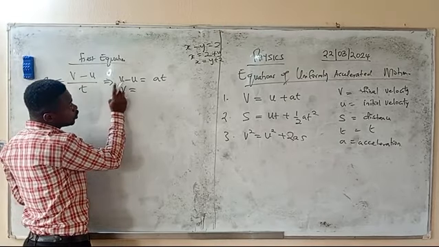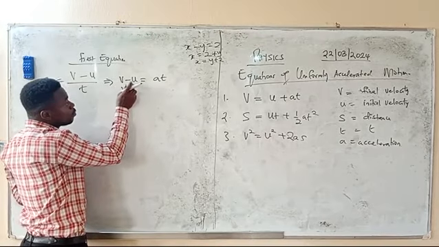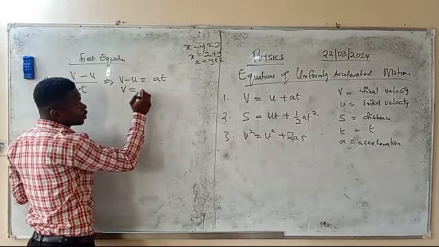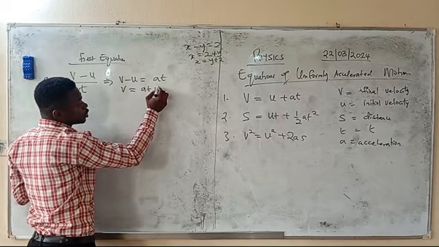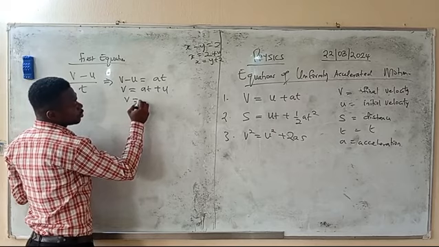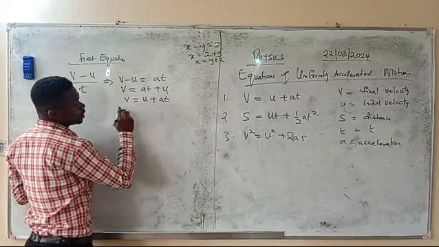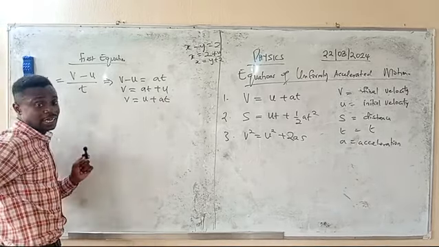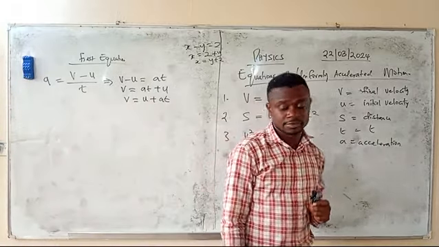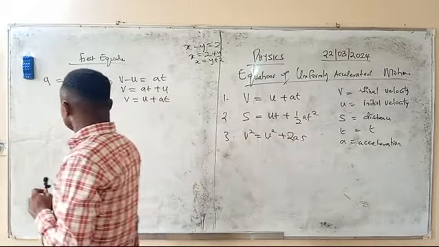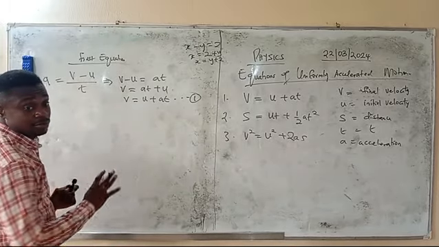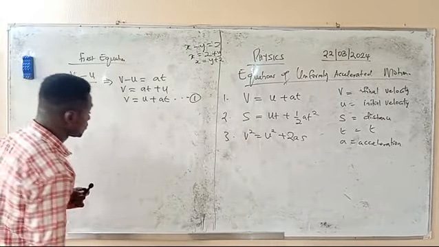So come to this place now. If you want to make V the subject of the formula, minus U will come over to this side. So if minus U comes here, it becomes AT plus U. You can write it in this form. V is now equal to U plus AT. Is that not the first equation? That is the first equation, the first one. Any question here? Okay.